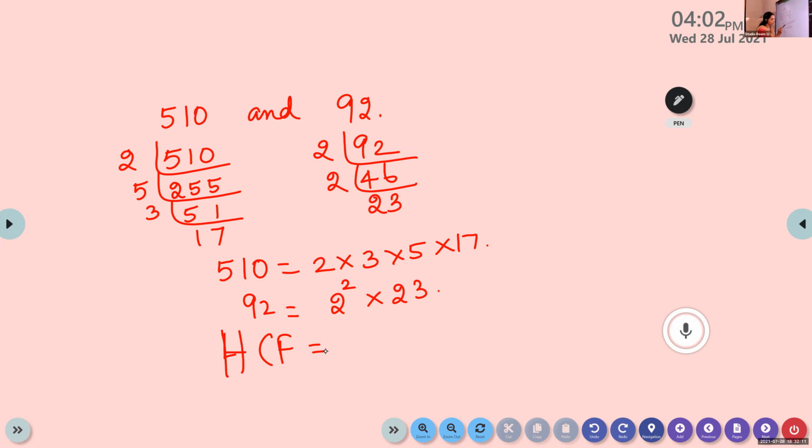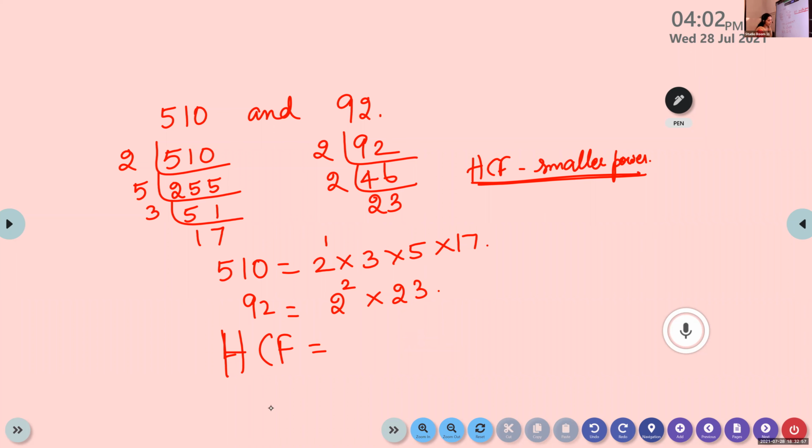In the first number, the power of 2 is 1. In the second case, the power of 2 is 2 square. If the number is repeated, we have to take the number with the smaller power for HCF. Note it. If the number is present in both, we have to take the smaller power for HCF. The exponent must be the smaller one. Here it is 2 raised to 1, which is 2.